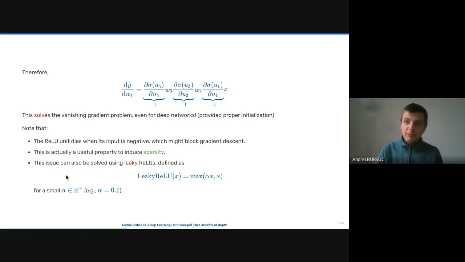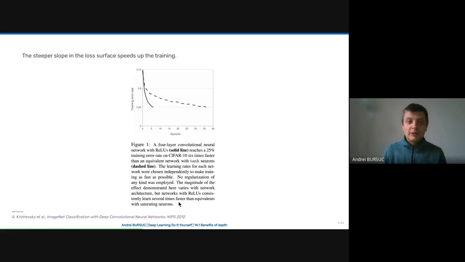If we have a problem with this sparsity, what we can use is the so-called leaky ReLU, which has a small parameter alpha that is used to multiply the input x whenever it's negative. So basically, instead of having a 0, we just have a small, mildly decreasing slope. And when we see this in practice, it doesn't just help with vanishing gradient, it also speeds up training.